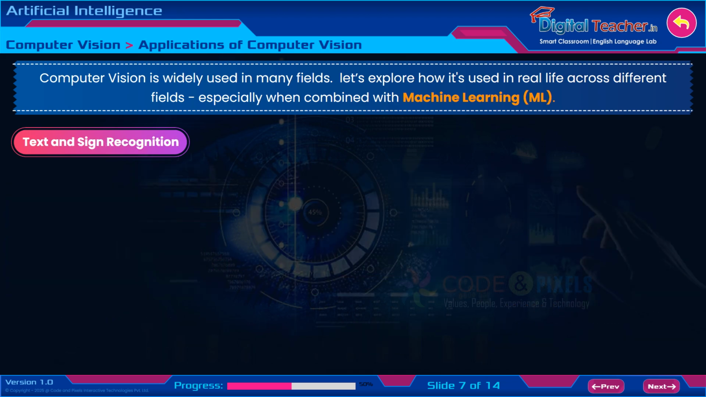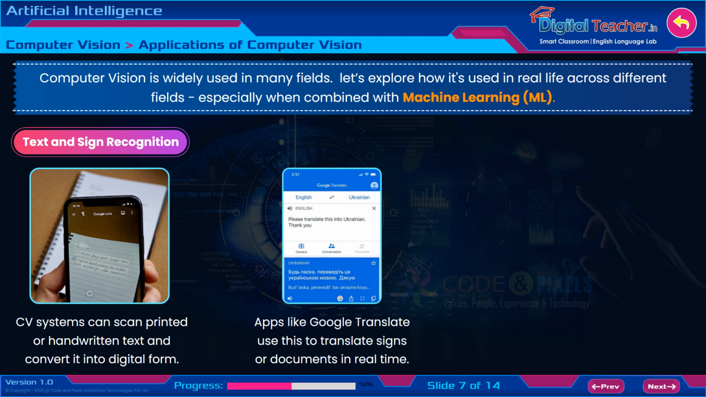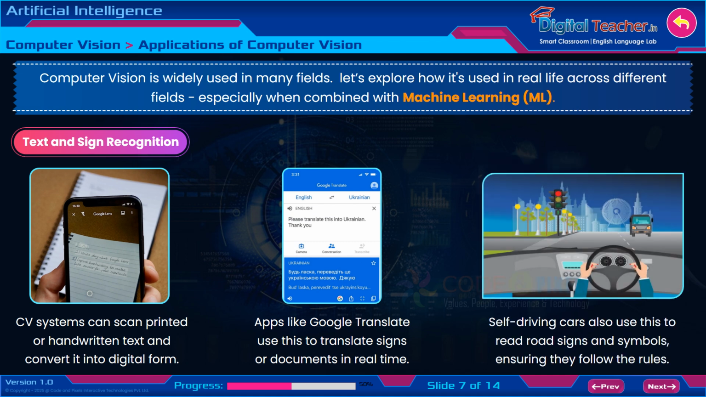Text and sign recognition. Computer vision systems can scan printed or handwritten text and convert it into digital form. Apps like Google Translate use this to translate signs or documents in real time. Self-driving cars also use this to read road signs and symbols, ensuring they follow the rules.